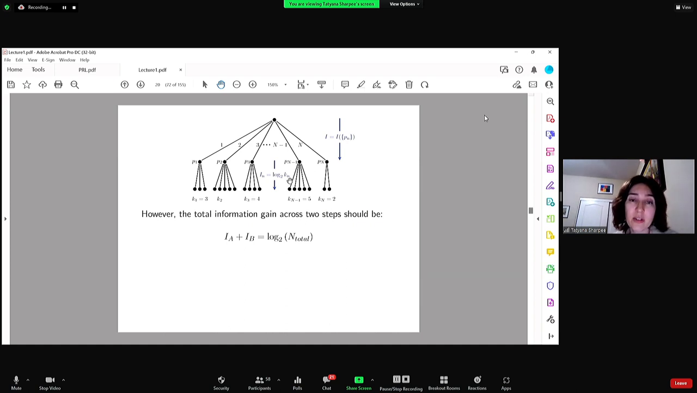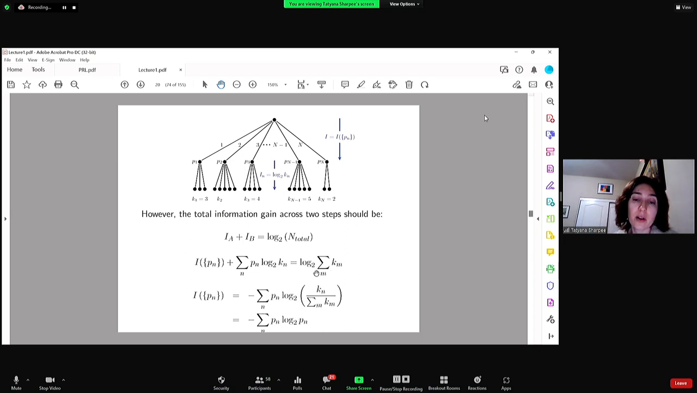And then the total information that is gained across the two steps has to equal the number of these possibilities, which is n total. And so this is information at the first step, this is information in the second step, and this is the total information. So if you subtract one from the other, then you get this famous equation for the information or the total entropy of the source. So any questions about this definition, derivation? Okay, no, I think we are all fine. Also online, there is no question.